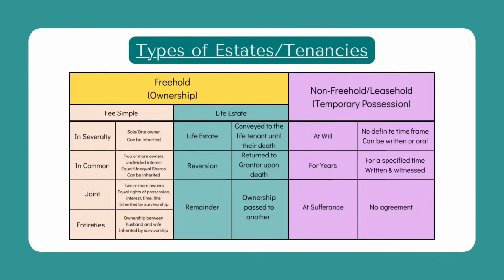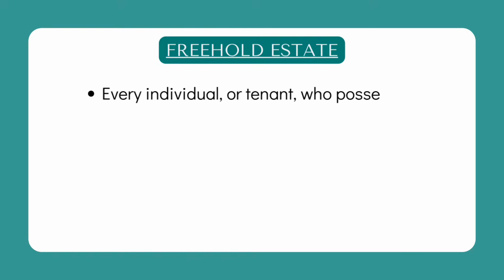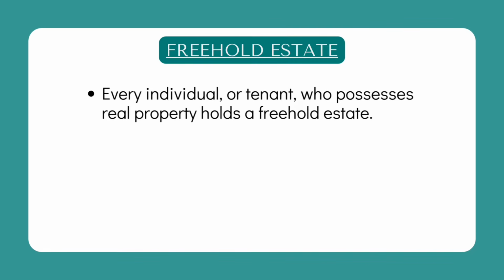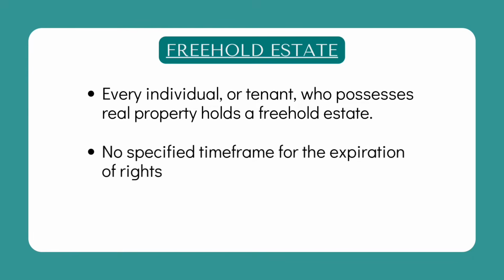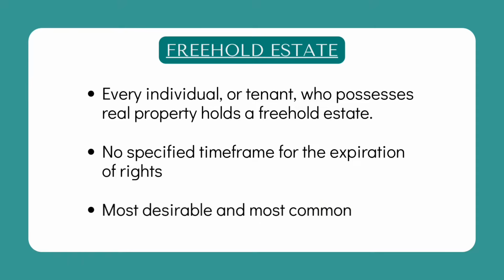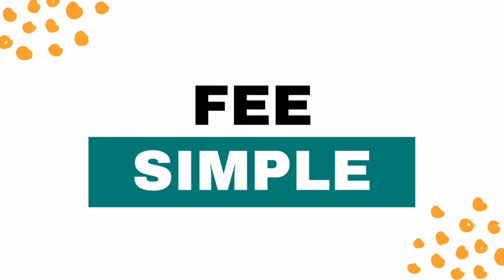The main thing I want you to remember about freehold estates is that it refers to ownership, and there are two main types: fee simple and life estate. Every individual or tenant who possesses real property holds a freehold estate. These estates, characterized by ownership, do not have a specified time frame for the expiration of rights and are the most desirable and most common type. Let's dive into the first main type of freehold estate: fee simple ownership.